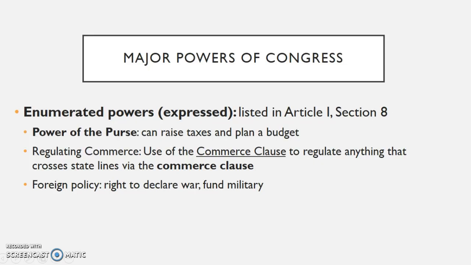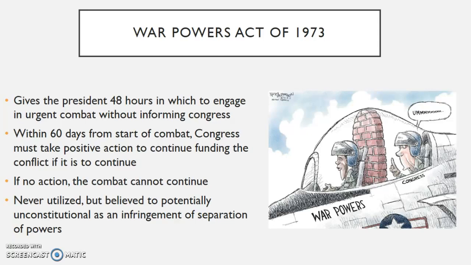Other important powers of Congress include, in the realm of foreign policy, the right to declare war and simply funding the military. So one thing dealing with the military, one piece of legislation that tends to be a recurring question in the AP Gov exam, deals with the War Powers Act of 1973. And this was to give the president 48 hours in which to engage in urgent combat without informing Congress.